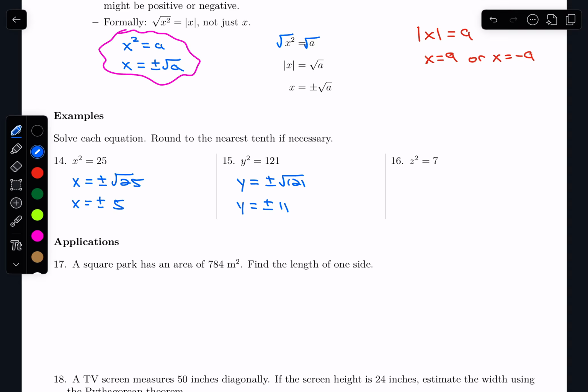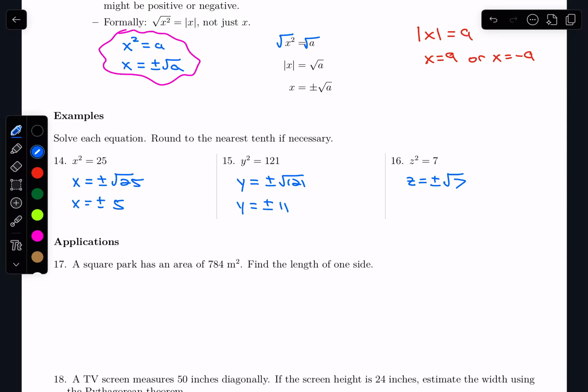Okay, so those are the nice cases where we have perfect squares. But number 16, when we square root both sides of z squared equals 7, we get z equals plus or minus the square root of 7, and that is not a perfect square. So in most cases in math classes, you would actually stop there, and plus or minus the square root of 7 would be the best answer.